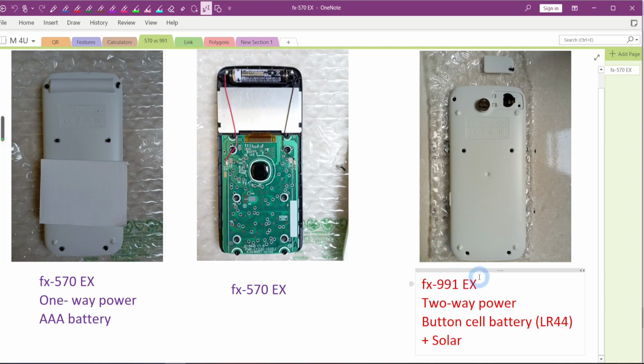For FX991EX, this is a two-way power calculator. You can use solar energy or battery. If you want to change or replace the battery, you just need to take out 1 screw. The battery used in this calculator is a button cell battery, LR44. Okay, that's all for this video. See you next time. Thanks for watching. Bye bye.